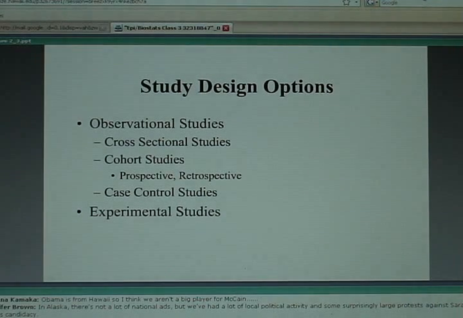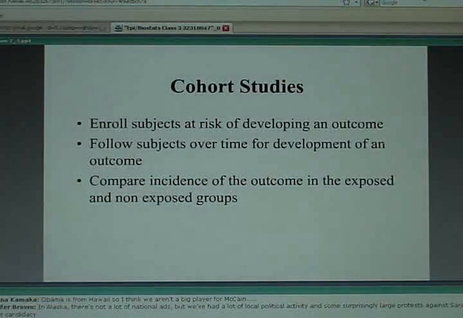I'm going to start by talking about a design that's not used that often anymore, but I think it's going to go through a renaissance in the next few years. You'll see more case control designs. And then I'm going to end up talking about experimental studies. The next homework assignment will deal with an experimental study. So with that in mind, let's move on to a review of what we talked about last week.